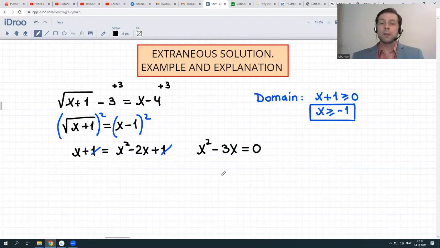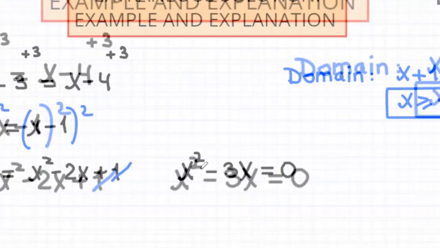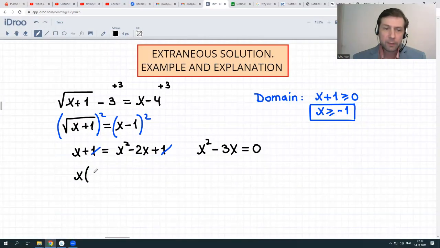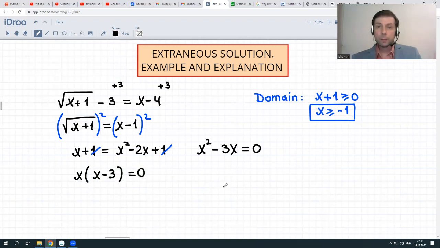Fine. Best way to solve this equation is just to factor out x. X is the common factor. X times (x minus 3) is equal to 0. Now we use the zero product property. A product is equal to 0 if any of the factors is equal to 0.